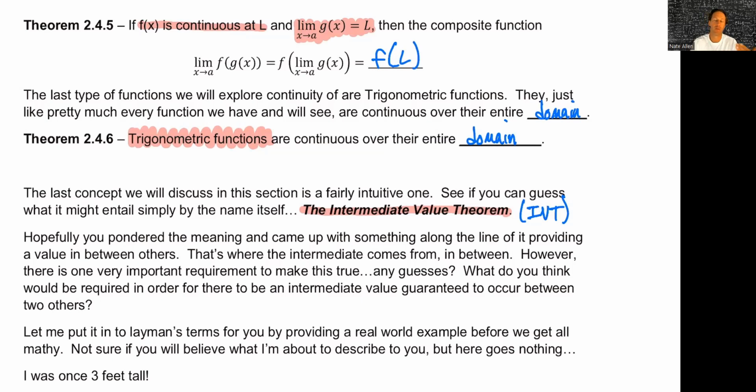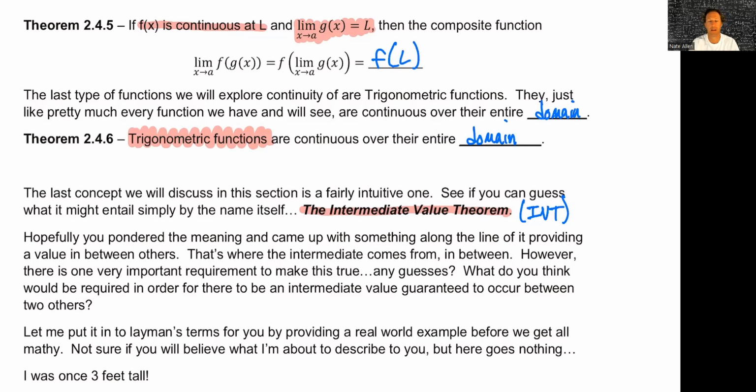Well, I can give you an example. When I was born, I was not 3 feet tall, and at my age now, I'm taller than 3 feet. So at some point, whether it was a measured one, or I had a growth spurt at night or one summer, I had to cross through that height of 3 feet.